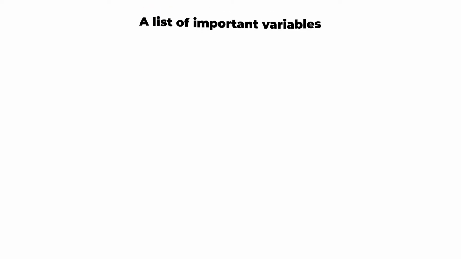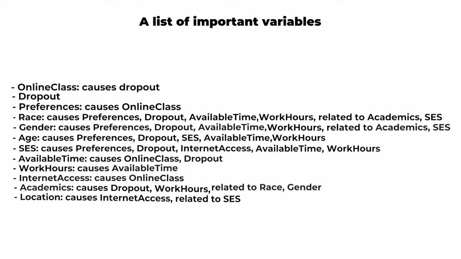Beyond thinking about things that might cause the treatment or the outcome, you also want to keep in mind that these things could cause each other. They don't necessarily just have to be causes of the treatment or the outcome. So for example, something like socioeconomic status is probably going to have a causal effect on your preferences, right? The way that you were raised, the economic background that you had, probably shaped the preferences that you might have around taking an online course or not.